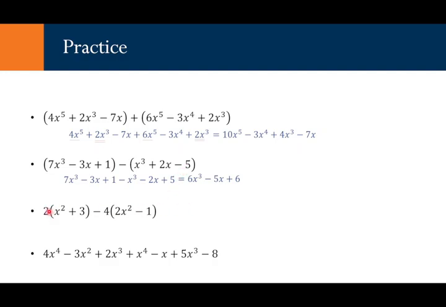And this one is a little different. Now we're kind of going back to the previous thing. So you distribute the 2 times x squared, 2 times 3. And on this side, negative 4 times 2x squared, and negative 4 times negative 1.